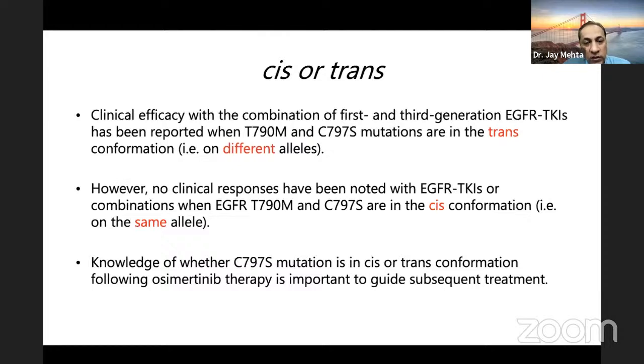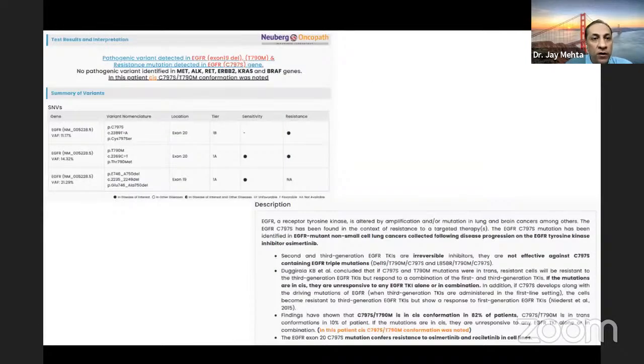So therefore, the knowledge of whether the C797S mutation is in cis or trans conformation is very important following osimertinib therapy to guide your subsequent treatment. And here's one of our reports which mentions that in this patient, the C797S T790M conformation is in cis form, which means it's not going to be helpful to do that routine treatment.